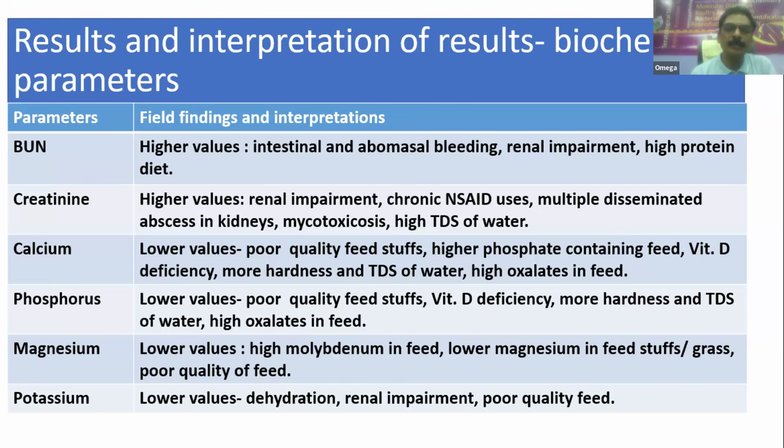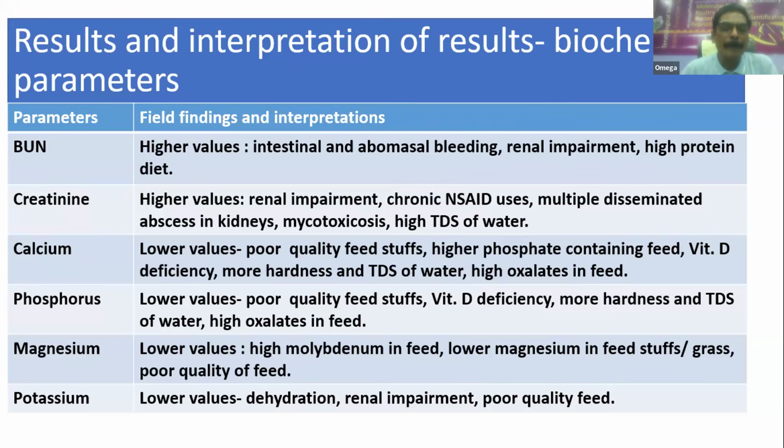Whenever there is a high molybdenum in the feed, in that case also there are chances of a decrease in magnesium availability from the pastures or the feed that we are growing in the particular land or the field.